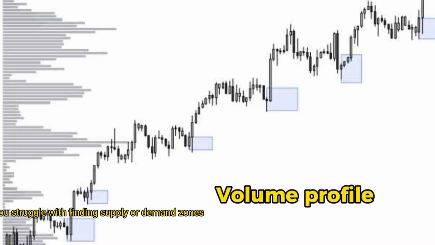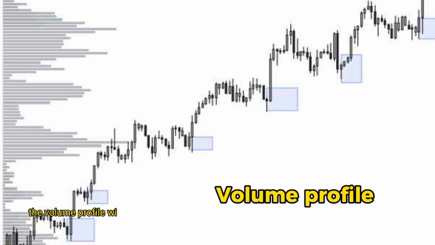If you struggle with finding supply or demand zones, and liquidity pools, you can use the fixed range volume profile indicator. The way you use it is by first selecting the start of the impulsive movement and dragging it till the end of the impulsive movement.